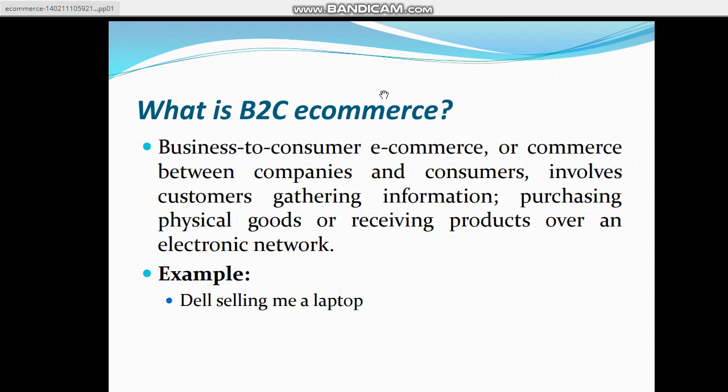What is B2C? Business to consumer e-commerce, or commerce between companies and consumers, involves customers gathering information, purchasing physical goods, or receiving products over an electronic network. For example, Dell selling me a laptop directly.